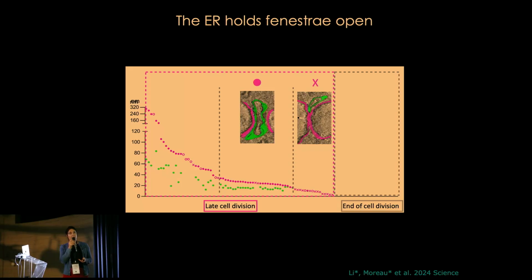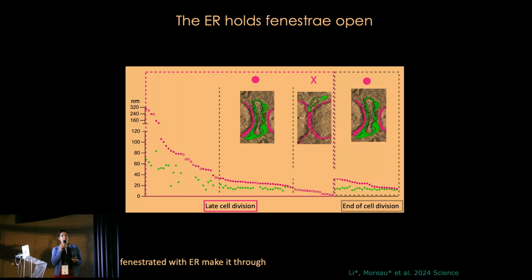And what we've noticed is that only the ones that contain continuous ER are found in the final stage of cell division. And those ones, presumably, actually close up and are sealed off.